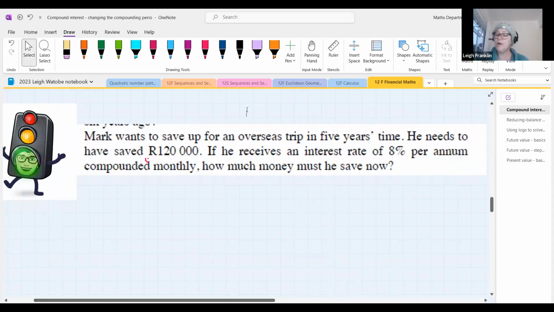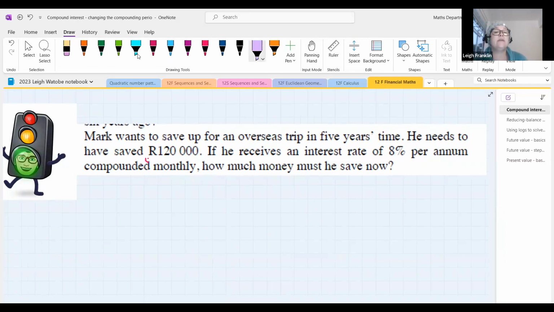Okay, so what if they ask us something like this? Mark wants to save up for an overseas trip in 5 years' time. He needs to have saved 120,000 Rand. If he receives an interest rate of 8% per annum compounded monthly, how much money must he save now? So in other words, how much money does he need to invest now so that he has 120,000 Rand in 5 years' time to go on his trip?